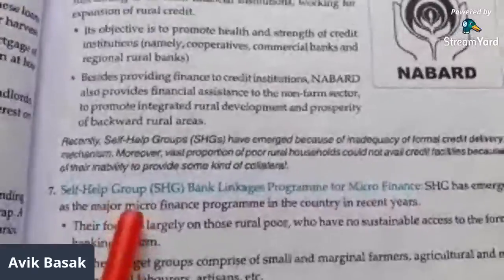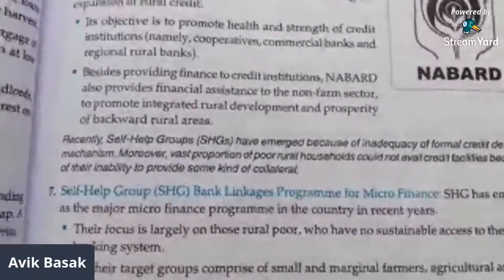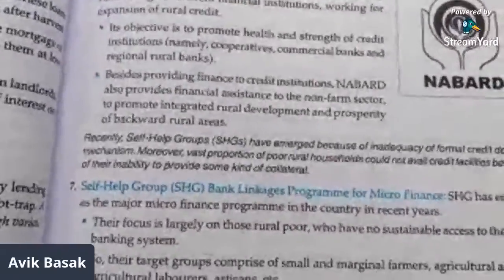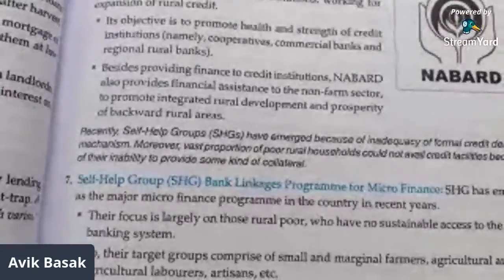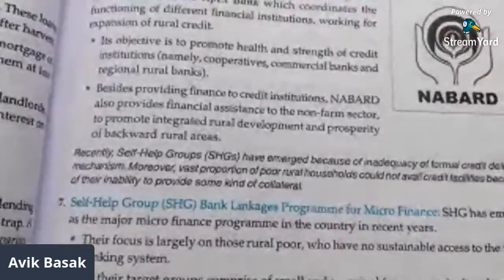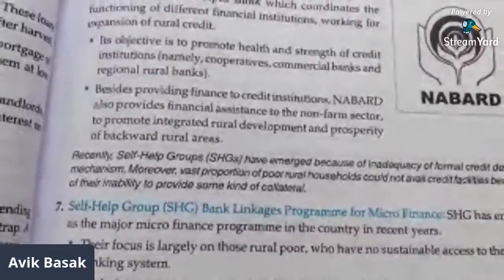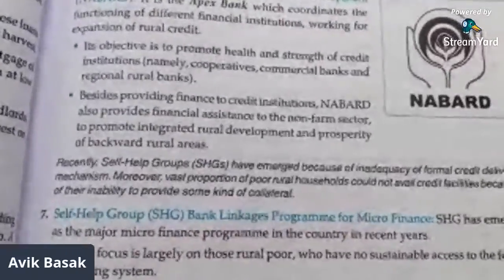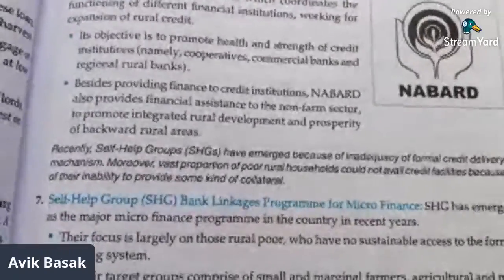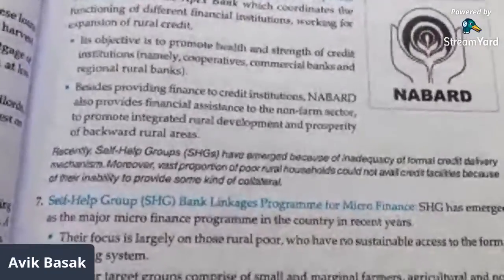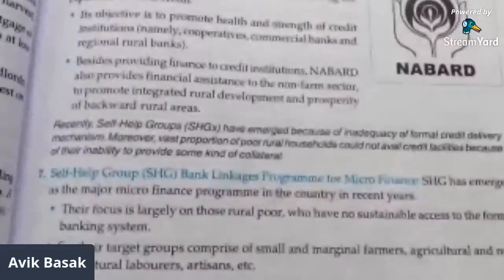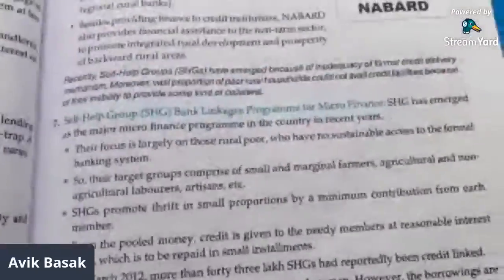Last comes the self-help group, which we came across in the poverty chapter. What is a self-help group? A self-help group is a small group of 10 to 15 members, and among them they start saving some amount. They develop a habit of saving, and whenever a member of that group wants to start a business, or requires some money, they can take out the money which they have saved. So in this way, self-help groups started helping.